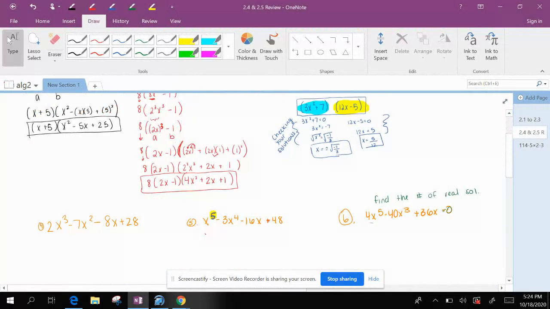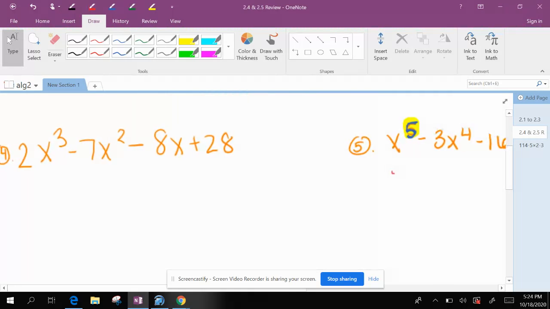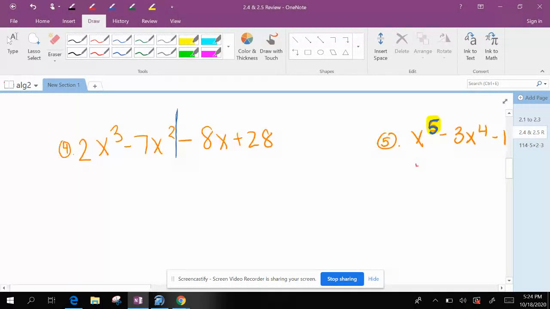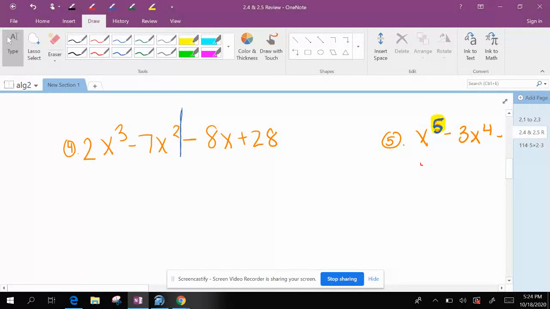All right. Number 4, again, I see 4 terms, highest is a cube, but I can't use the difference or sum of cube roots. So I draw my line. I see what I can factor out. So my first side, I can factor out an x squared. That's it. I'm left with 2x minus 7. I rewrite that 2x minus 7 on the other side.